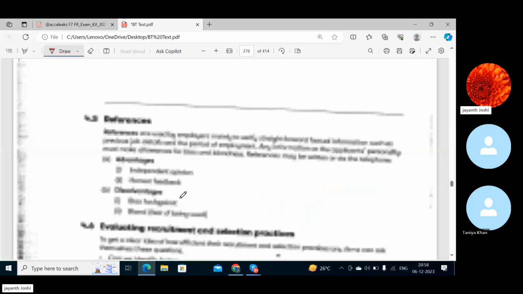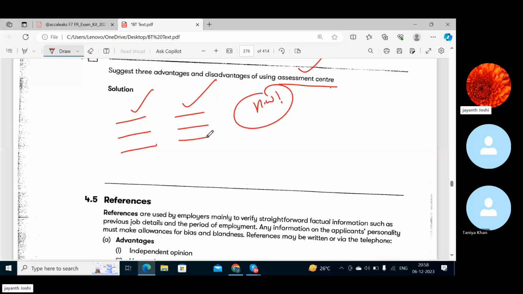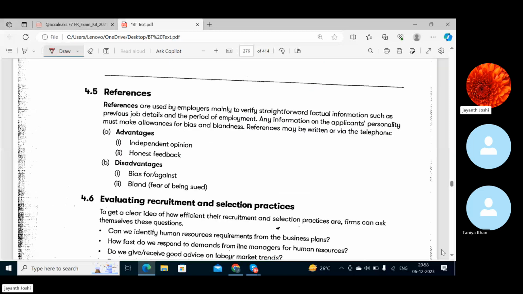Okay, so what are references? References are when you are working in a company and you want to leave that job, and one of your friends is working in some other company, and they can refer your name to that company, right?